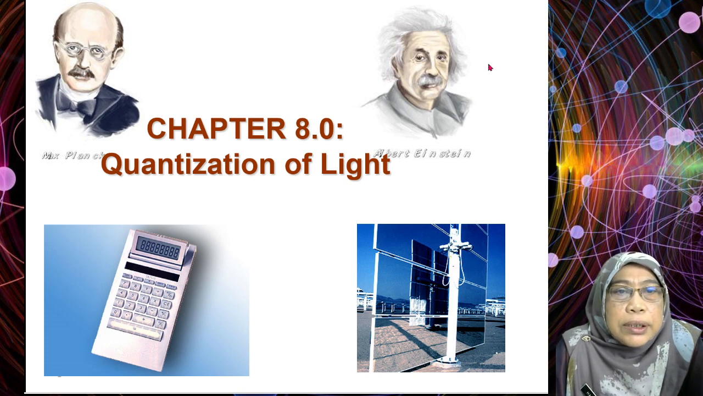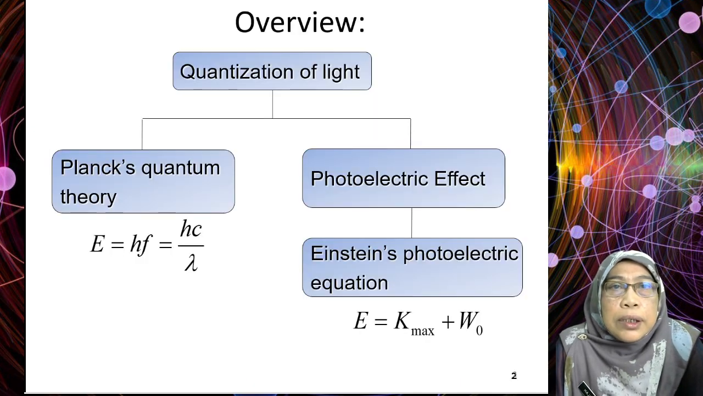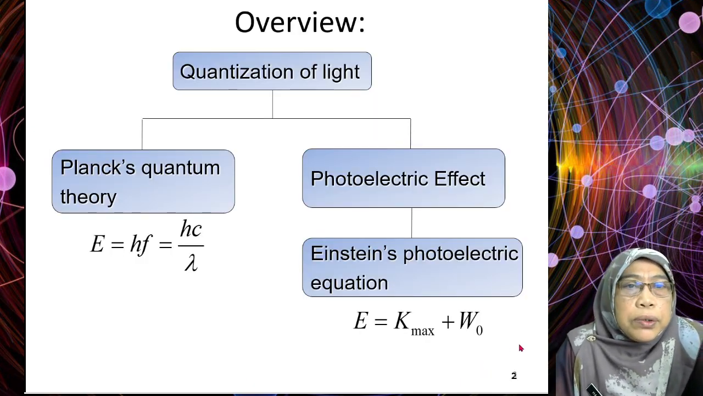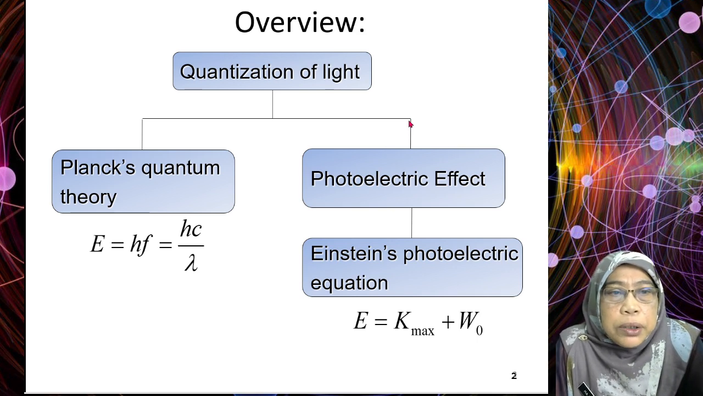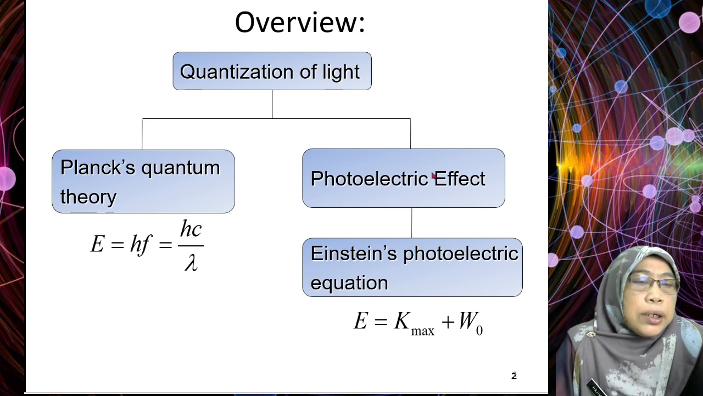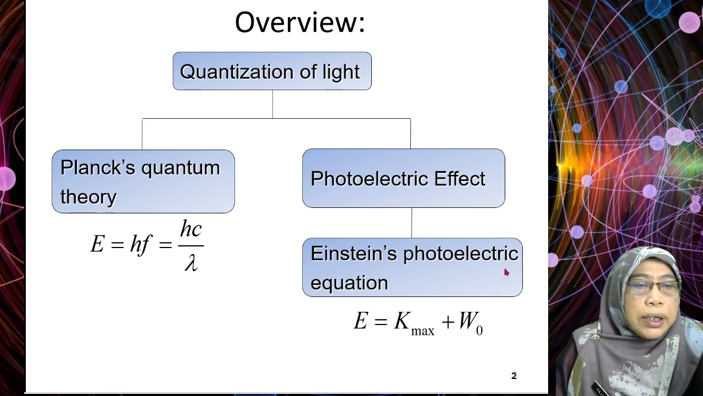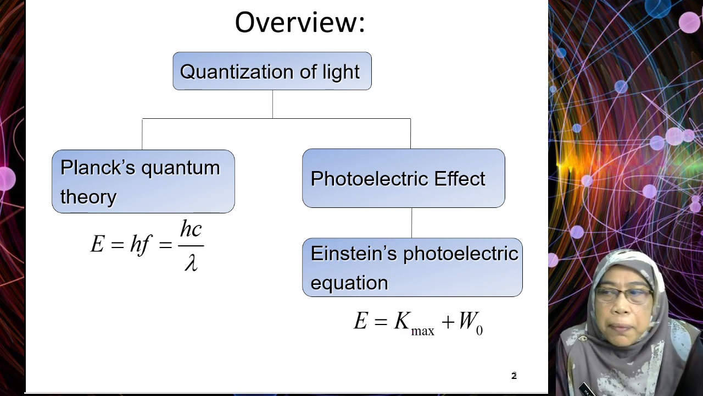Okay, I will continue with chapter 8, Quantization of light. Just to recall or overview the topic, you have two subtopics. The first one is Planck's quantum theory, and 8.2 is about the photoelectric effect. Planck's quantum theory has been covered by Puan Almadia, and my turn is to cover the photoelectric effect. So we will explore more about the photoelectric effect and then go to the Einstein photoelectric equation for problem solving.